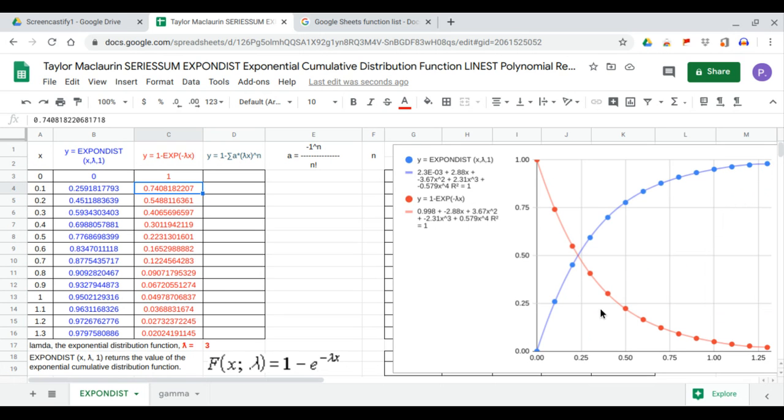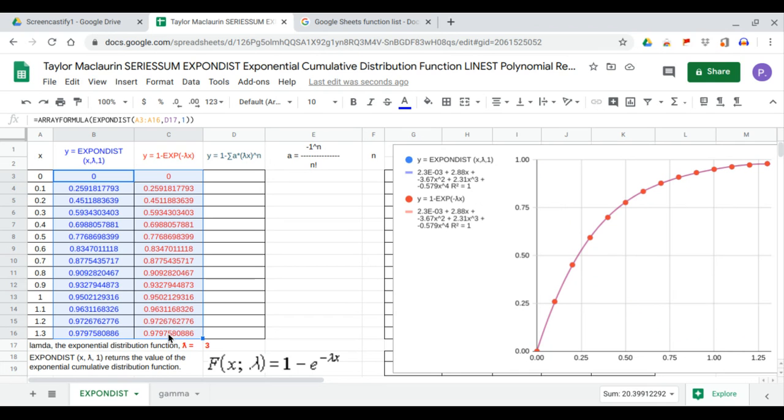So we change that. We'll factor in 1 minus exponent negative lambda x. So this will be 1 minus exponent lambda x. Now they have the exact same values of the data set. These values match exactly because this is the definition of the EXPONDIST function.